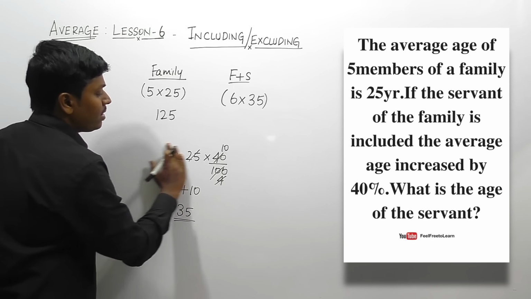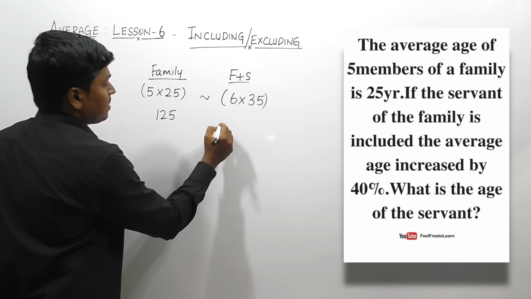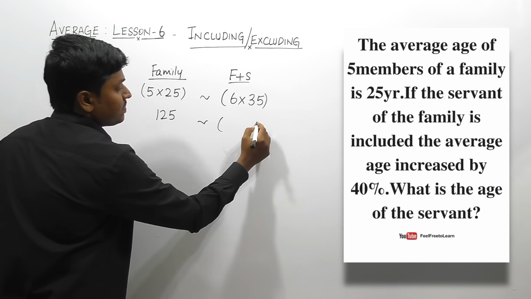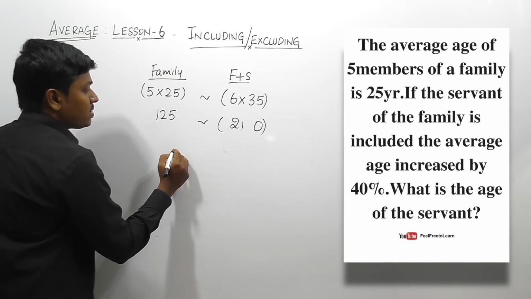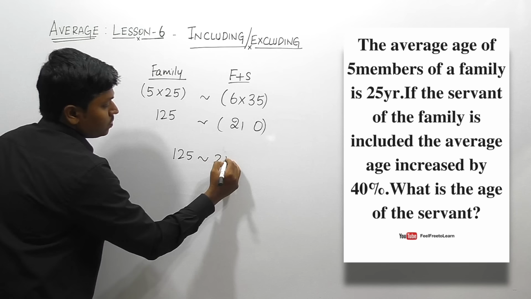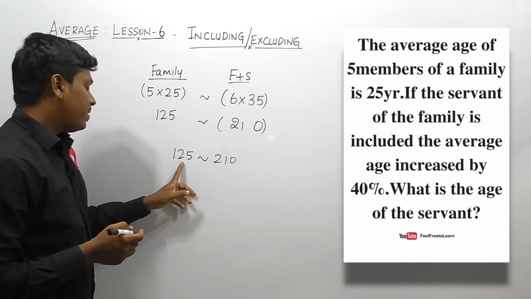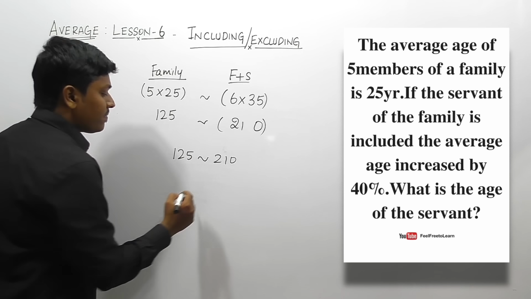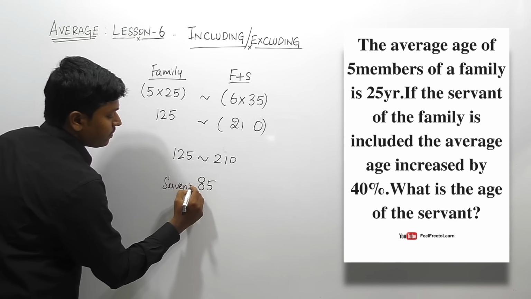So our target is to find the age of the servant, right? So we need to subtract these, that is, we need to find the difference. 6 fives are 30, carry 3, 18 plus 3, so it will be 210. So 210 minus 125. I think we need to find the age of the servant, right? Okay, so friends, this will be 80, so 80 plus 5 is 85. So finally we can say that the age of the servant will be 85.